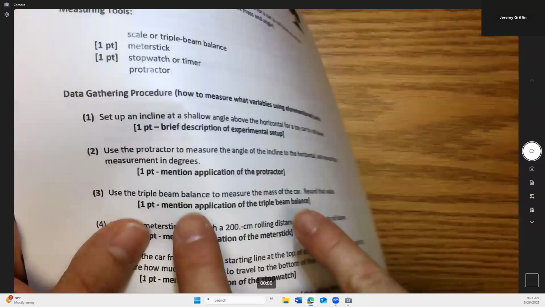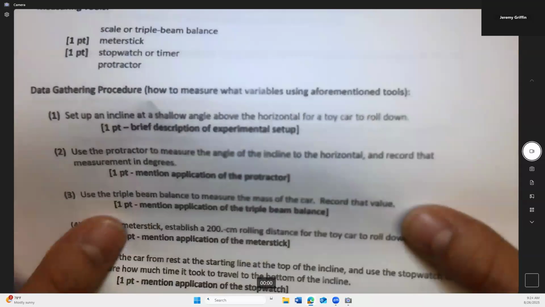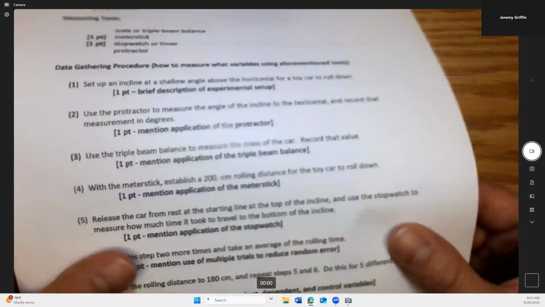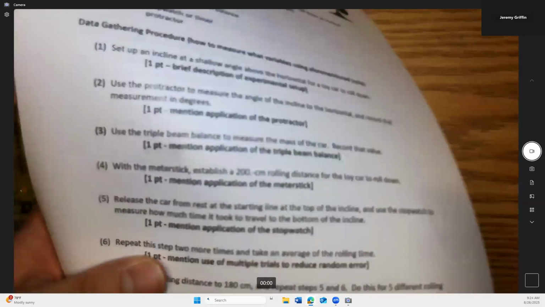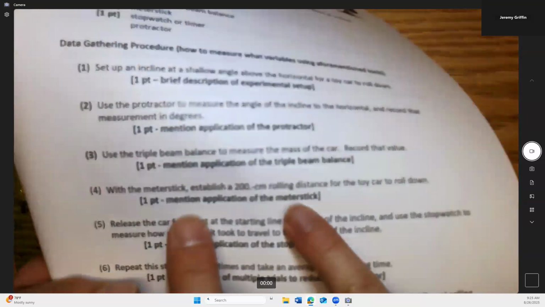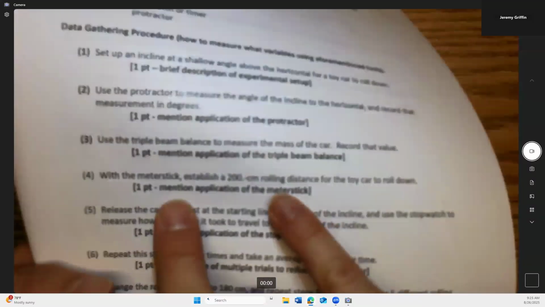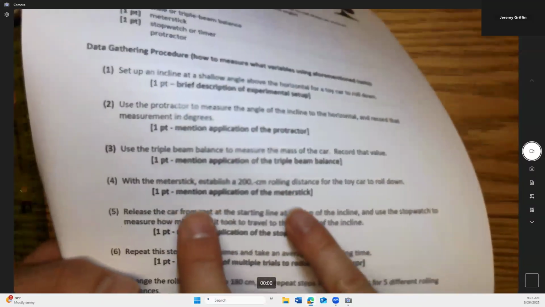Triple beam balance to measure the mass of the car. Record the mass of the car. Of course, this would have been a control for this particular experiment. Something about measuring the mass of the car. You could use the digital scale. That's fine too. With the meter stick, establish a 200 centimeter rolling distance for the car to roll down.